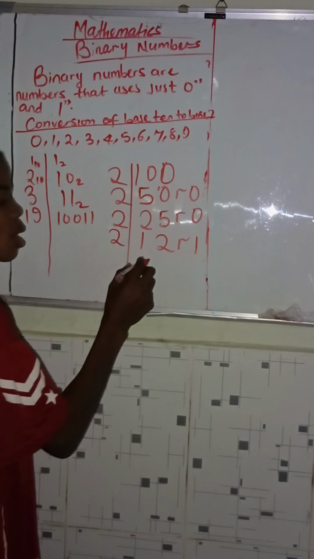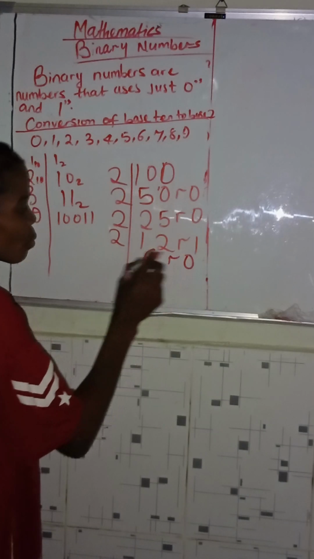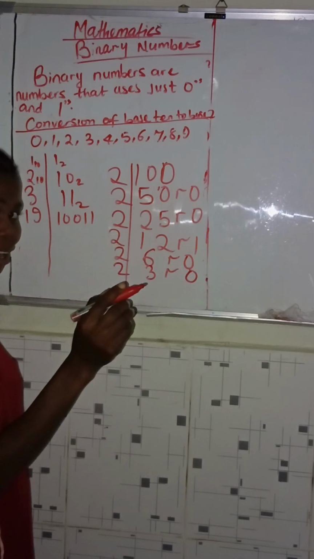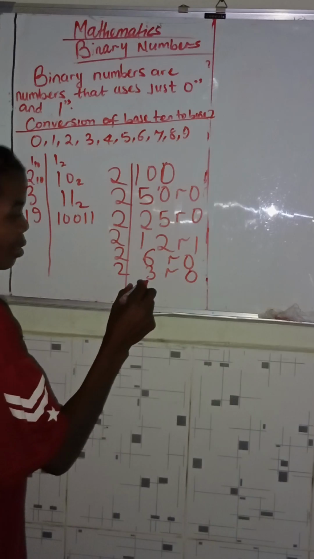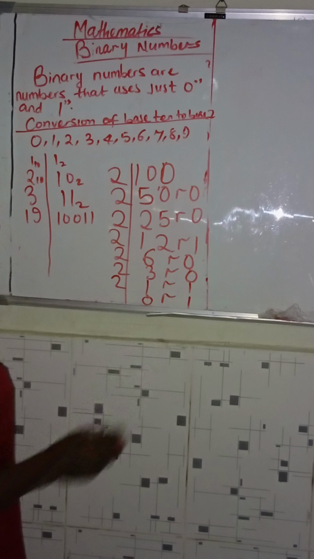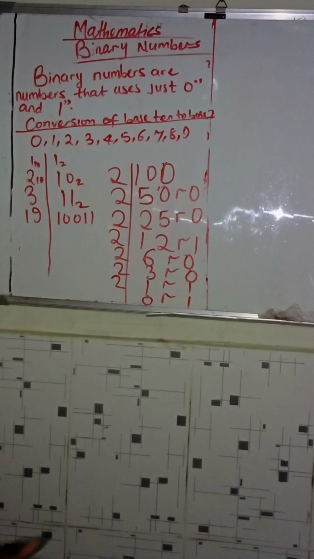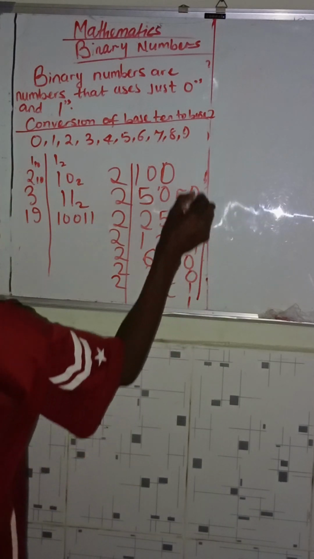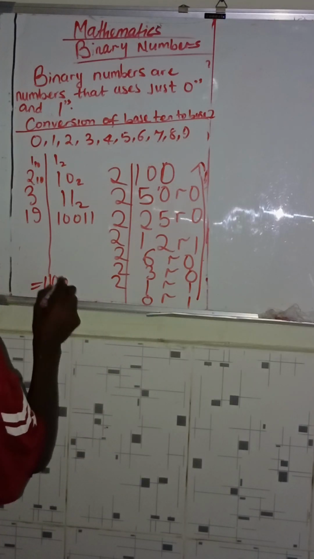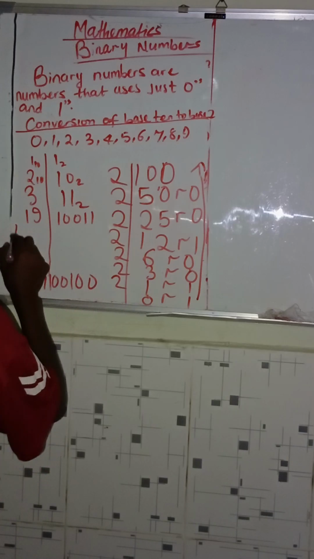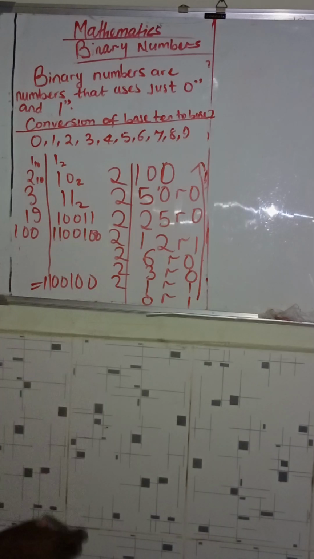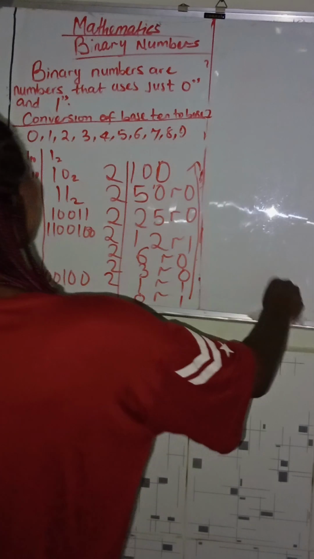All right? 2 in 12, 6. Remainder 0. 2 in 6, 3. Remainder 0. 2 in 3, 1. Remainder what? 1. 2 in 1, 0. Remainder 1. Until you get a 0 remainder 1, you do not stop. So you go from the bottom to the top, and that leaves us with 1, 1, 0, 0, 1, 0, 0. So 100 gives us 1, 1, 0, 0, 1, 0, 0. All right. So that's that.